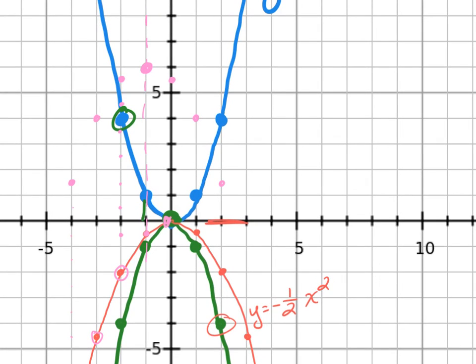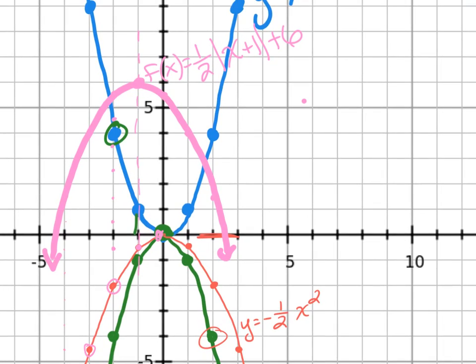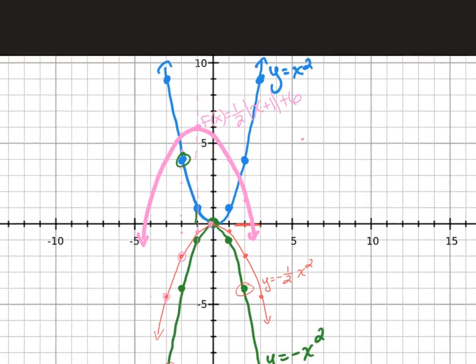And so this graph, and let me make it thicker, looks just like this. So here's our f of x. F of x equals 1/2 times the absolute value of x plus 1 minus 6. Oh, plus 6, there we go. And there it is.